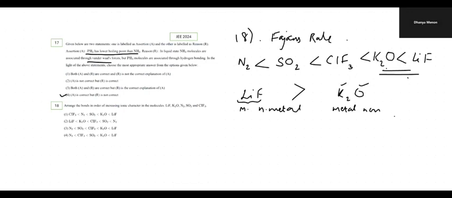Right. Now, this is the order, which corresponds to the third one. So always place the non-polar first. Then sulfur dioxide has some amount of polarity. More than that is ClF3, which is more polar because of the high electronegativity of fluorine. And then K2O, which is ionic, but it is less ionic than LiF because of the electronegativity difference between Li and F.